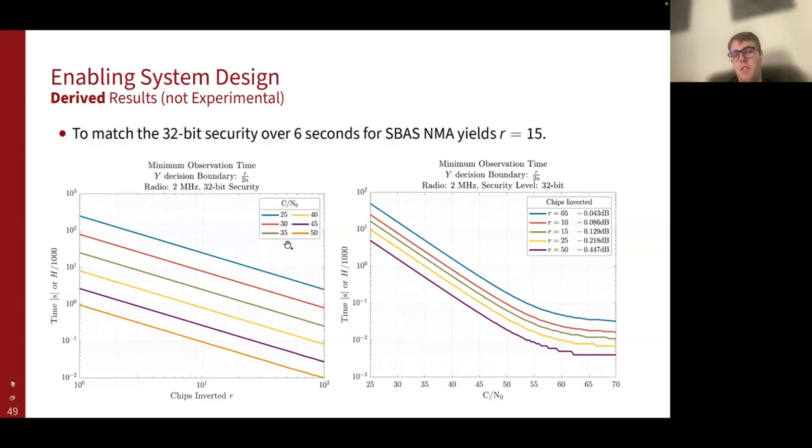With 15 chips, the degradation is going to be twice that because I'm taking every positive one and subtracting it and turning it into a minus one. So that's going to be 30 out of 1023 degradation, which is about, let me compute that real quick, 30 divided by 1023. That is a 3% degradation. So that means you can afford 32-bit security with a 3% degradation on the WAS signal with a 6-second integration time.